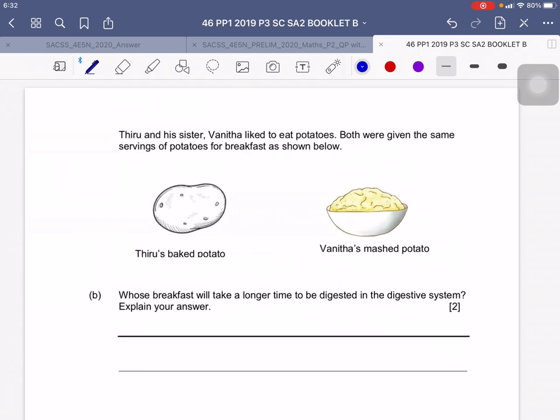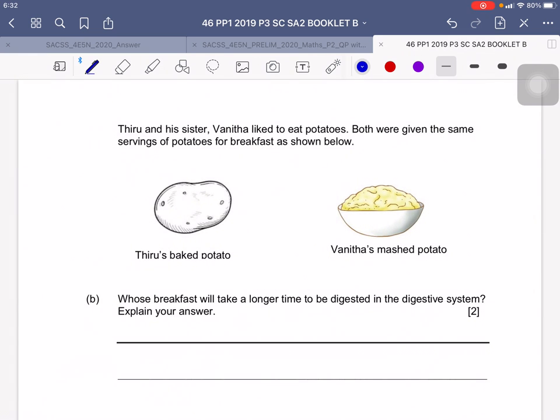Okay, next question. Now, Thiru and his sister, Vanita, like to eat potatoes. And both of them were given the same serving of potatoes for breakfast as shown. Now, this is baked potato. You can see that it's a big piece that is not chewed up or cut. And Vanita's is mashed potato. We can see the difference, this one is mashed. Mashed means you have already cut it into smaller pieces.